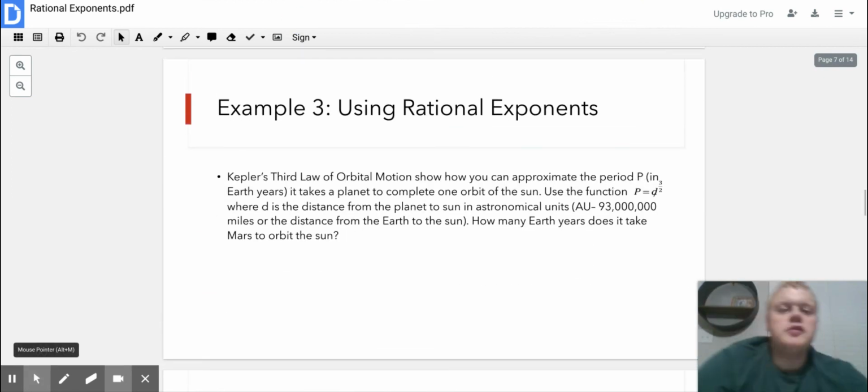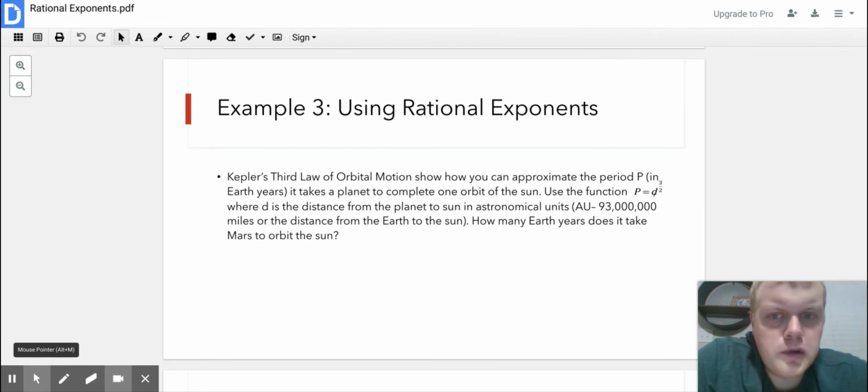Example 3, using rational exponents here. Kepler's third law of orbital motion shows how you can approximate the period P in Earth years it takes a planet to complete one orbit of the sun. Use the function P equals d to the power of 3/2, where d is the distance from the planet to the sun in astronomical units, or miles.